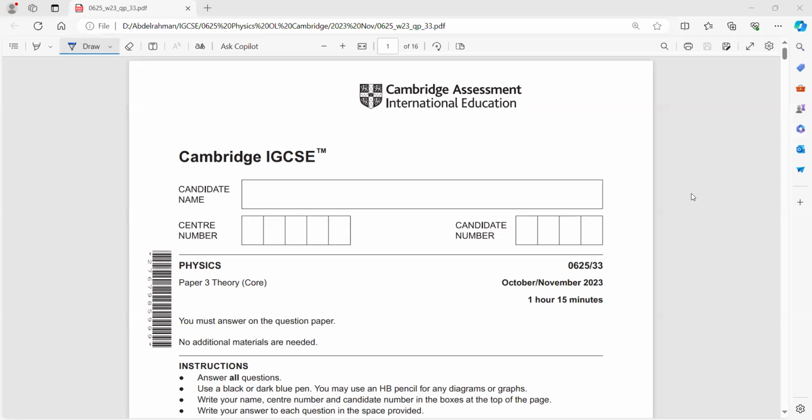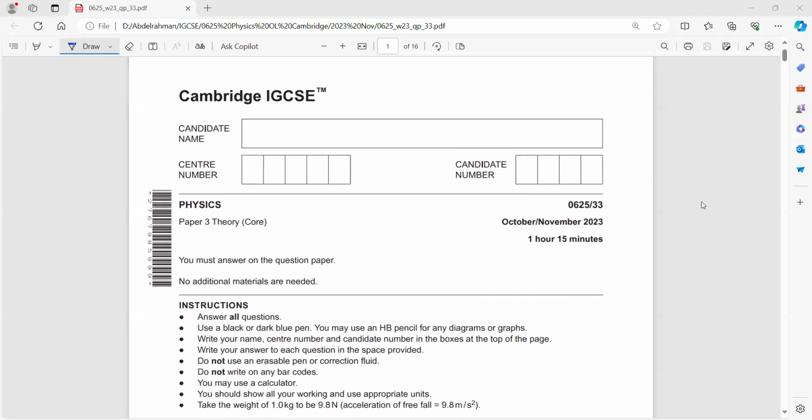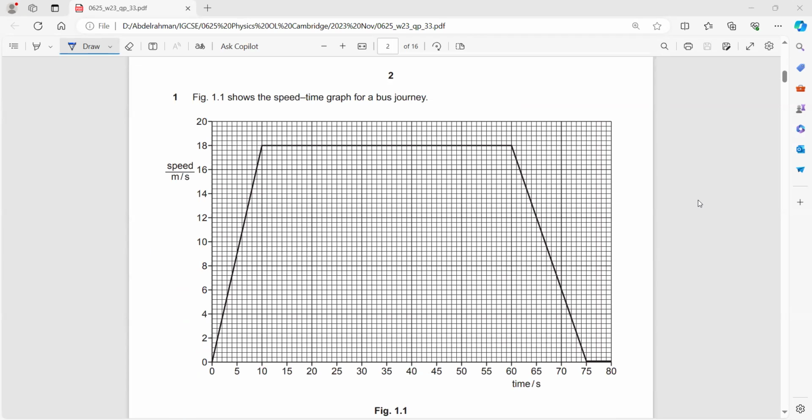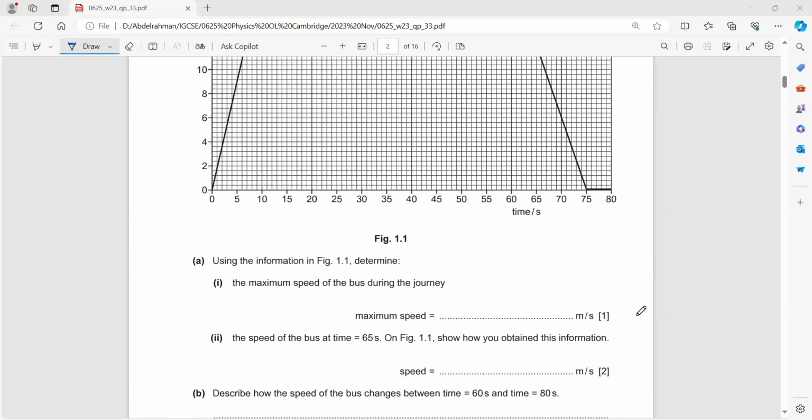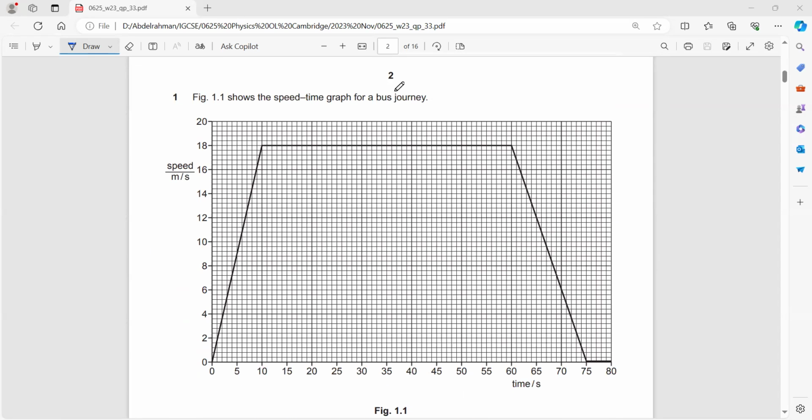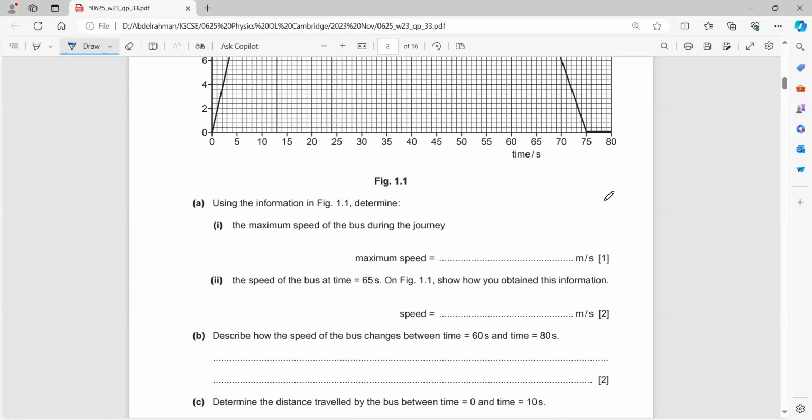Okay. November 2023, paper 3, variant 3. Question 1 shows the speed time graph for a bus journey. Using the information, determine the maximum speed of the bus during the journey. What was the maximum speed of the bus in this journey? It's quite obvious. The maximum speed was 18 meters per second. Okay, this is quite easy.